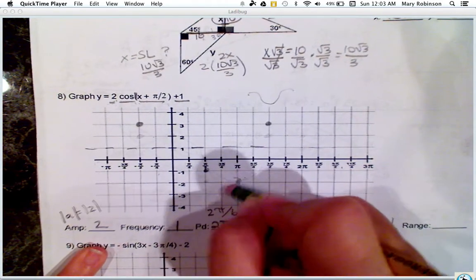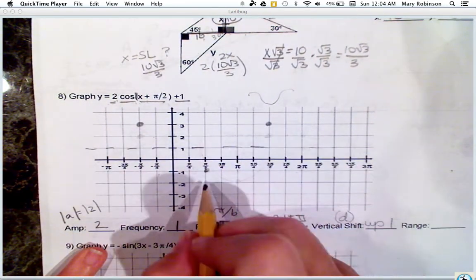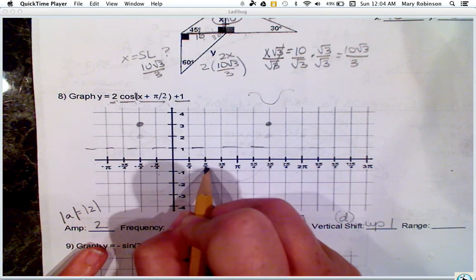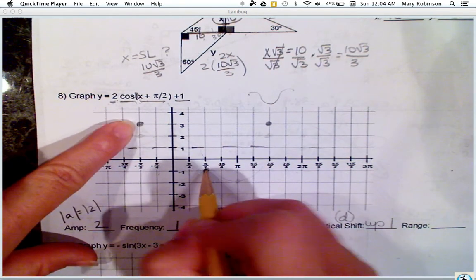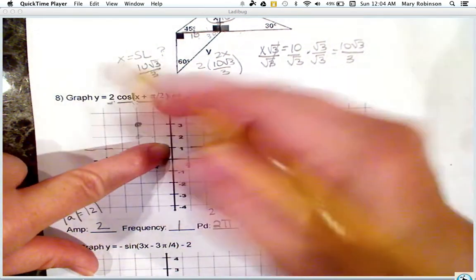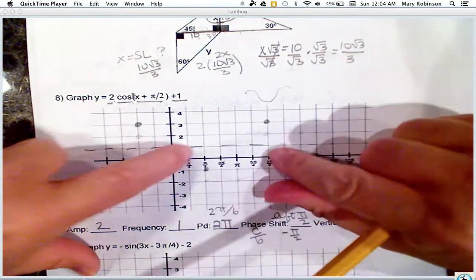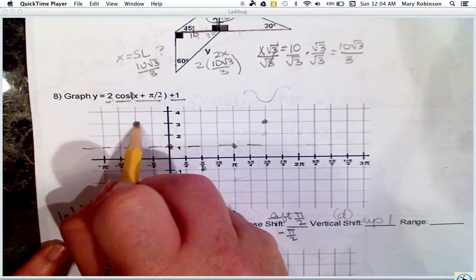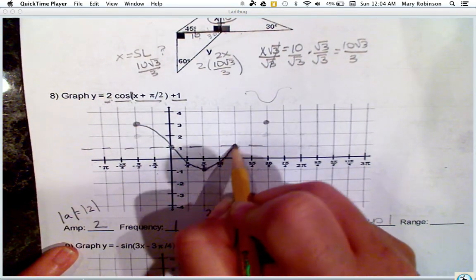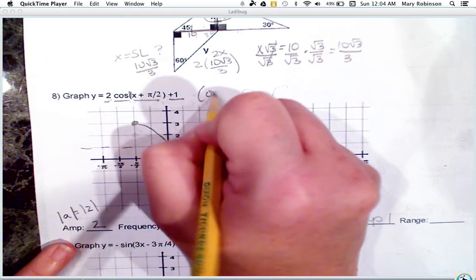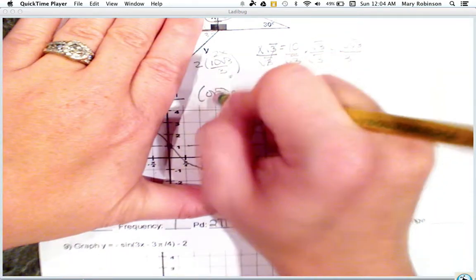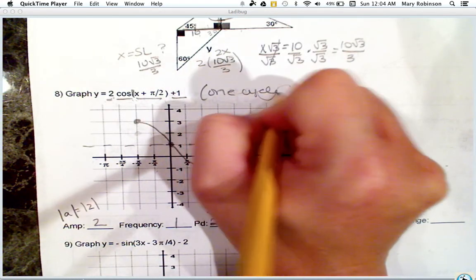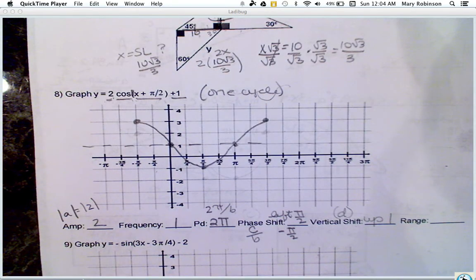So again, we took our original point, shifted it left 2 units, which was pi over 2, and then up 1. Halfway between these two is where my zeros would be, except they're not directly on the axis, but on the midline. And now I have my 5 points that allow me to graph 1 cycle of cosine. Please understand, you only have to graph 1 cycle. 1 cycle is enough for me to see that you understand your transformations.